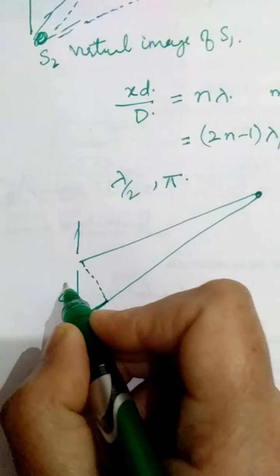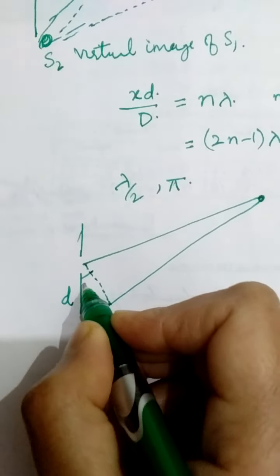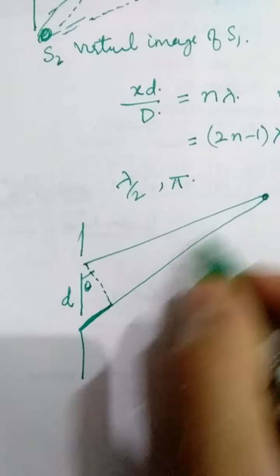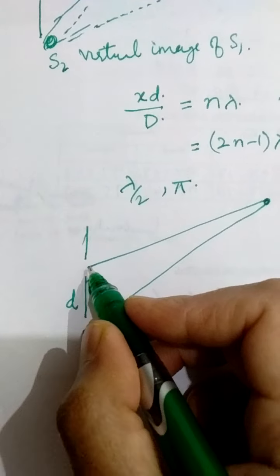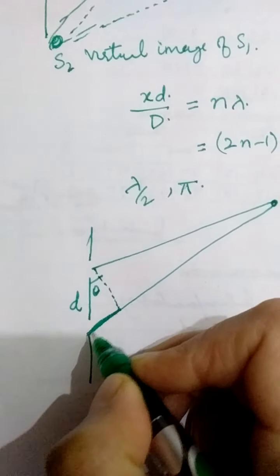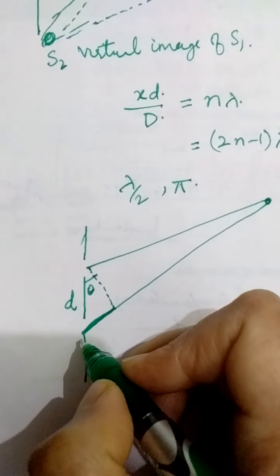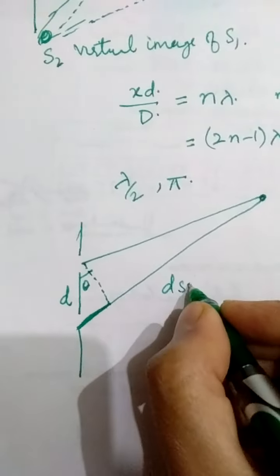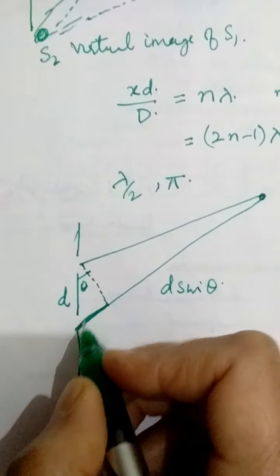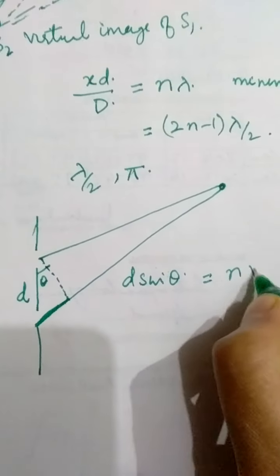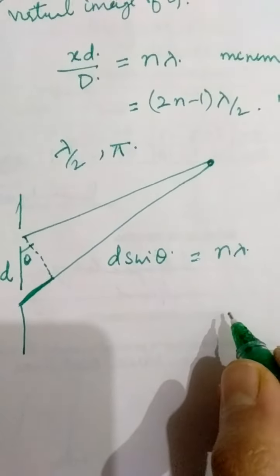Now, if d was the distance between the two slits and theta is the angle, and we have drawn a perpendicular on this ray of light, then this extra path that is covered by the wave coming from slit S2 is obviously equal to d sine theta. This is what we had calculated over there, d sine theta. Now, d sine theta was directly put equal to n lambda for the case of maxima.